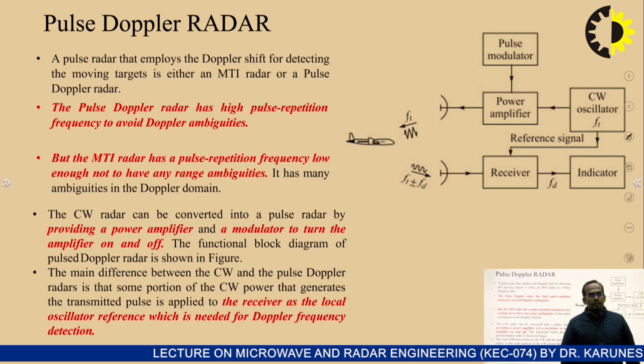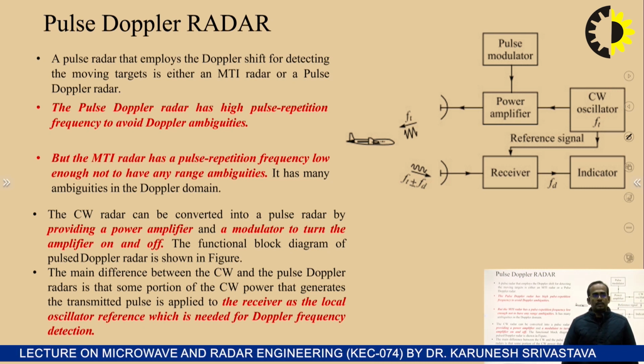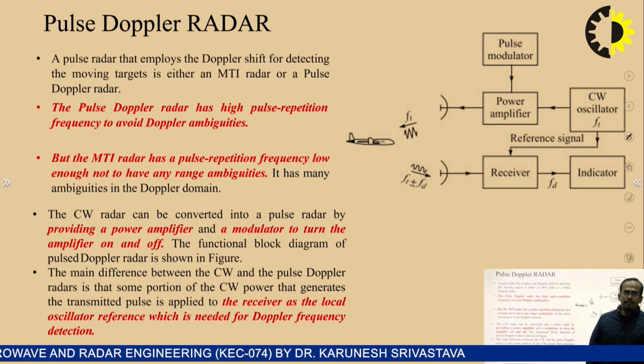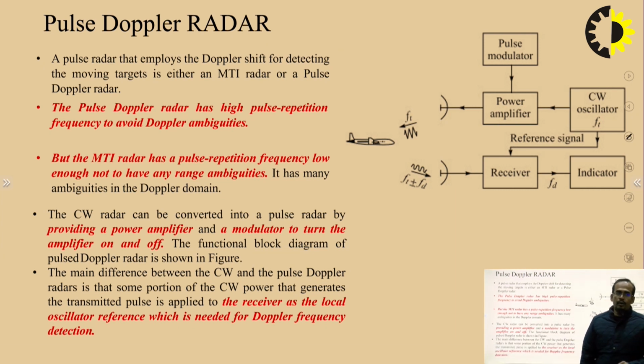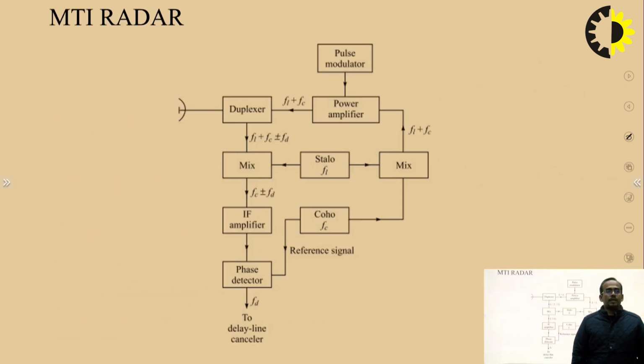The continuous wave radar can be converted into a pulse radar by providing a power amplifier and a modulator to turn the amplifier on and off. The main difference between this CW and pulse Doppler radar is that some portion of the continuous wave radar that generates the transmitted pulse is applied to the receiver as the local oscillator reference, which is needed for the Doppler frequency detection. So this is the block diagram of this MTI radar.